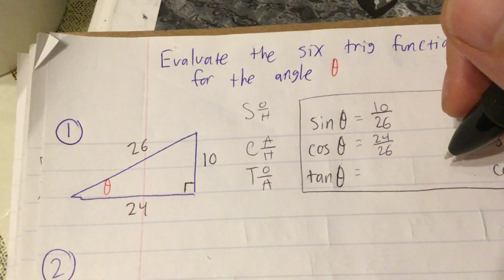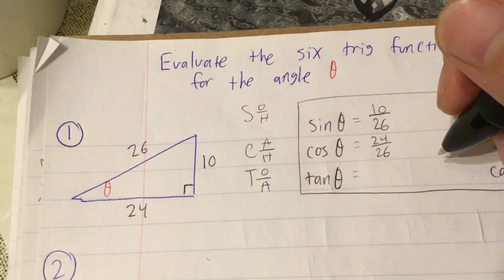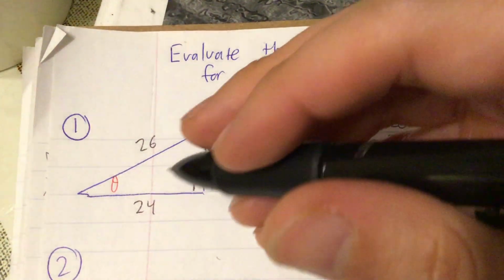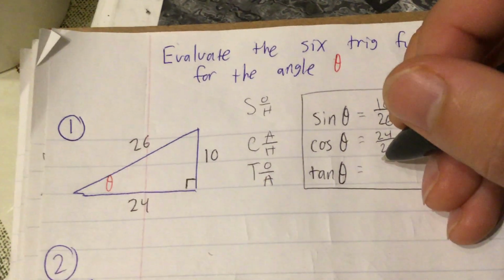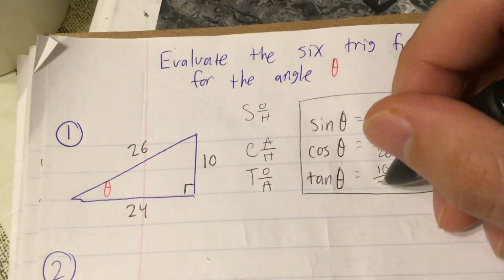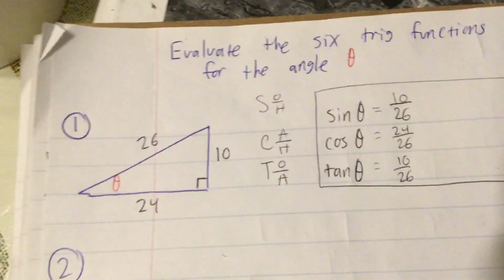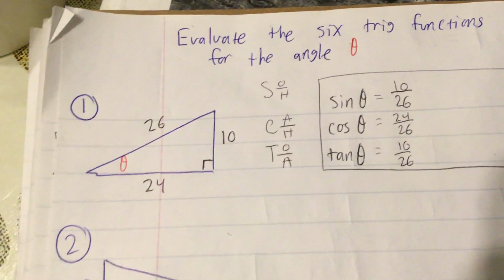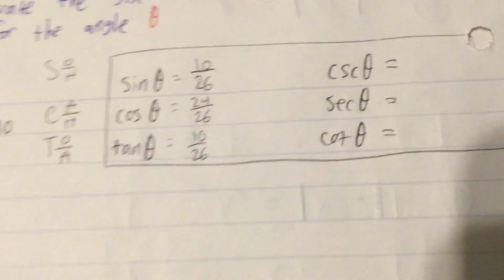Okay, and tangent. The tangent of angle theta would be the opposite side over its adjacent side. So that'd be 10 over 26. Now, again, you could reduce these fractions. I'm not so picky about that.